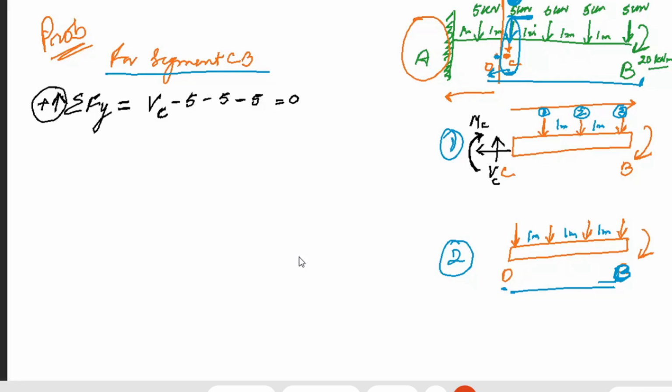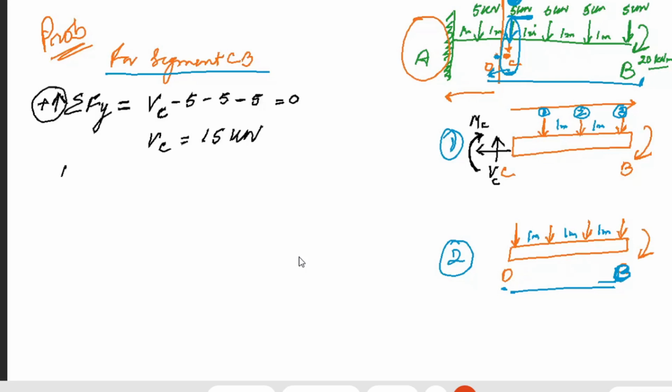Okay, so now firstly we have to calculate VC, and we can simply say VC is in the positive direction, upwards. That means VC minus 5 comes at 1. We have three loads, that is 5, 5 and 5. That will be your VC is how much? 15 kilonewton upwards, right? Your VC is 15 kilonewton upwards.